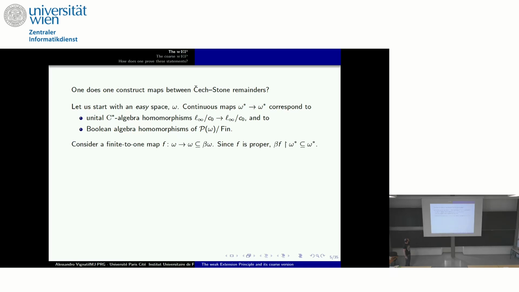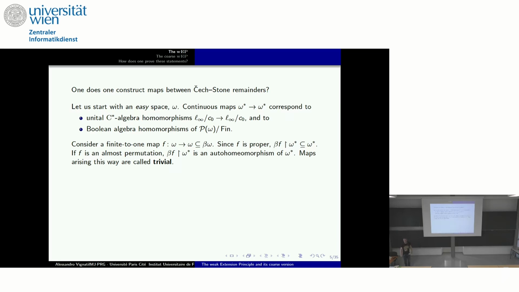Now, an easy way to construct a map from omega star to omega star is to consider a finite-to-one map from omega to omega. Since it is finite-to-one, it is proper, so when I take beta of f and restrict it to omega star, I land in omega star. I'm going to call these maps trivial. Trivial maps are the ones which come from a map between the underlying spaces. Notice that if I start with an almost permutation, it means you can take out a finite set from the domain and a finite set from the codomain, and once you do that, you really have a bijection. So it's a bijection modulo finite.